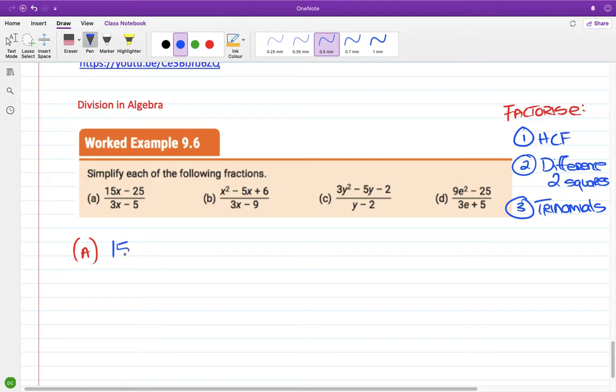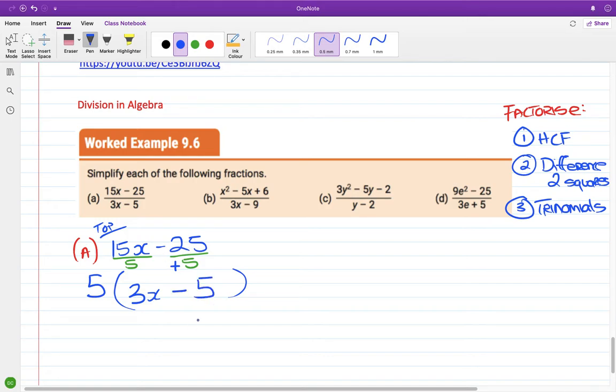Okay, so I'm going to do it out kind of longhand here just so you know what you're doing. So this is the top line. What's common? It's 5. And then I open up my bracket. So I'm going to divide by 5 here, and I'm going to divide by 5 here. So 15 divided by 5 is 3, and we have the x. This 5 is a plus 5, so it's minus and plus, which is different signs. Gives me a minus, and 25 divided by 5 is 5. So that's the top line. Yeah? Now, the bottom line.